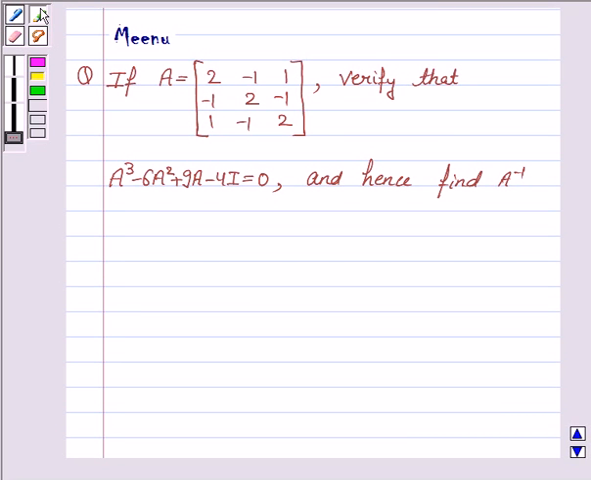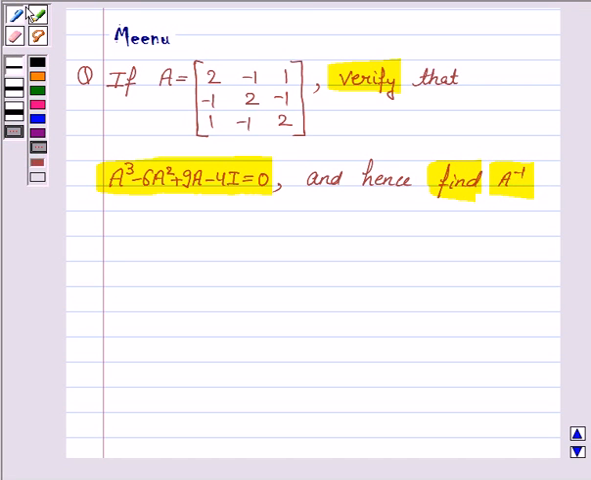It says, if A is this 3 cross 3 matrix, verify that A cube minus 6 A square plus 9 A minus 4 I is 0 and hence find A inverse. So let's move on to the solution.